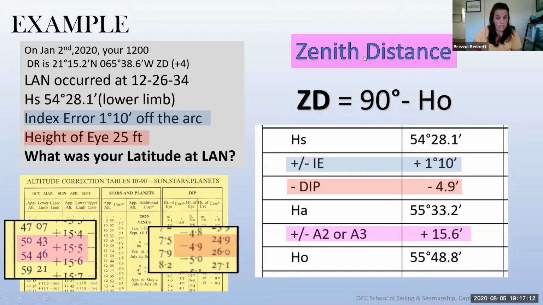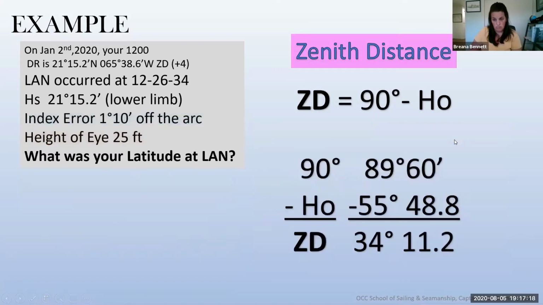So we still don't have our zenith distance yet, but we do have our HO. So now we're going to do 90 minus HO gives me ZD. So I always write it in because it's going to be something. 89 60 minus your 55 degrees, 48.8 gives me a ZD of 34 degrees, 11.2. Are you guys with me on how we got ZD? Okay.